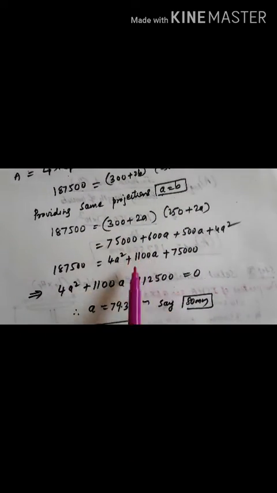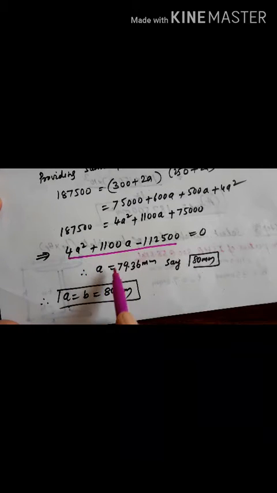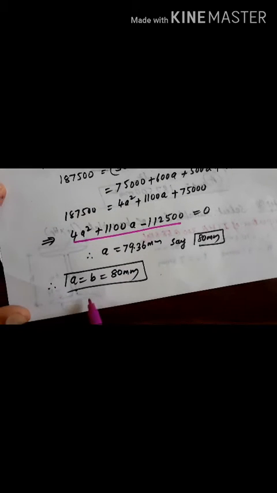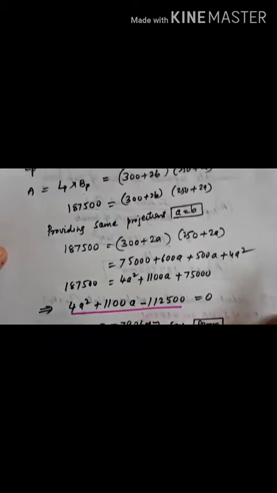Then when you simplify it, you will get a quadratic equation like this. Then you calculate the value of A. Here I am getting 79.36 millimeter. Let's say 80 mm, or you can say it is 100 mm also for the projections. So here I am taking A equal to B equal to 80 mm.